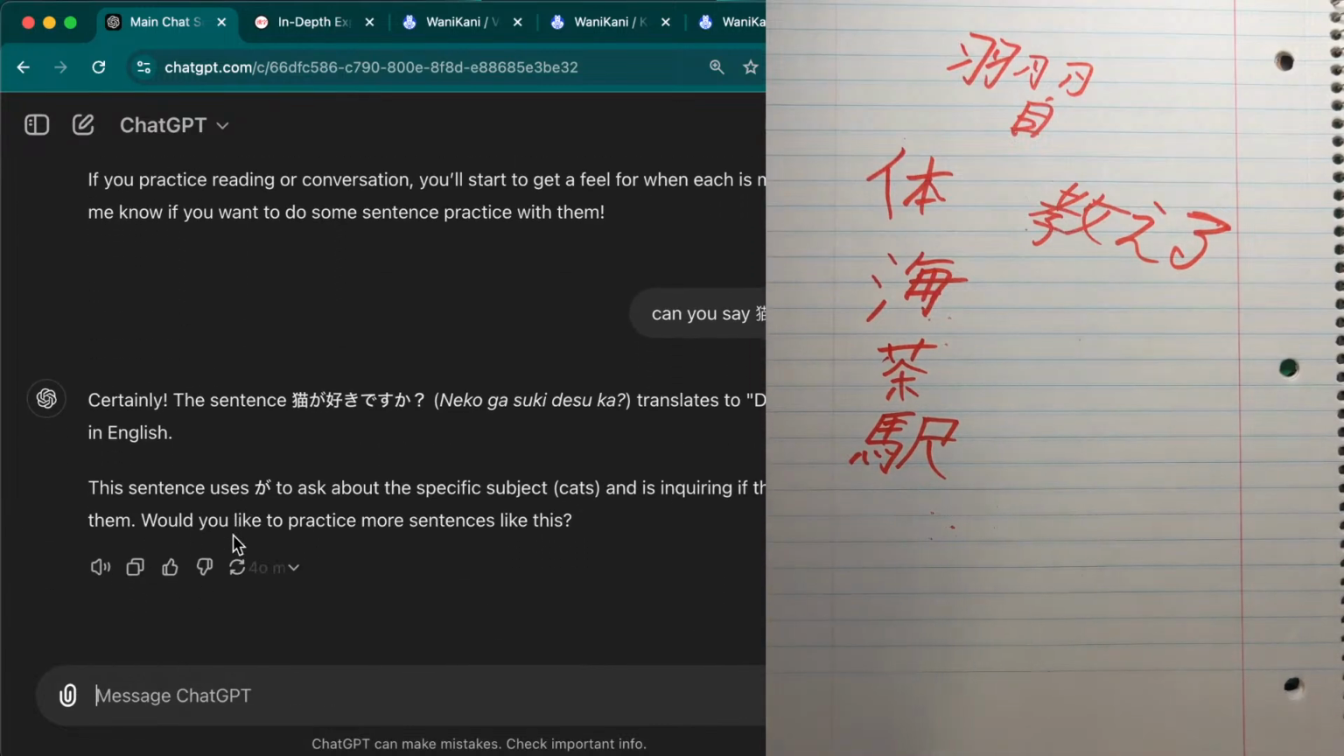Certainly, the sentence neko ga suki desu ka translates to do you like cats in English. This sentence uses ga to ask about the specific subject cats and is inquiring if the listener likes them. What's the difference if I say neko wa suki desu ka?